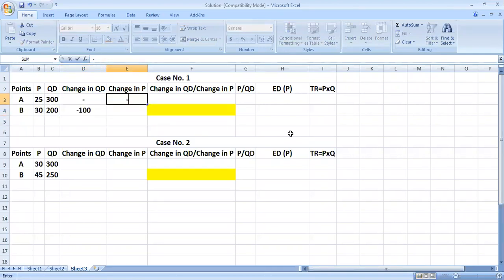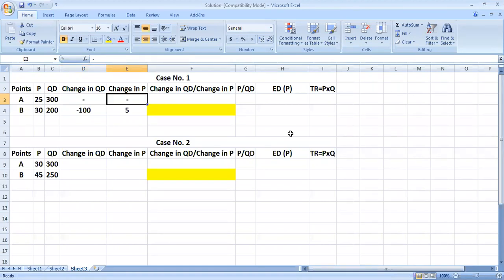Now let's find the change in price. It should be price at point B minus price at point A. We cannot find the change in quantity demanded and the change in price at point A, because we are not given the values of the price and quantity demanded before point A. Since we are not given a point earlier than A, we cannot find these values at point A.